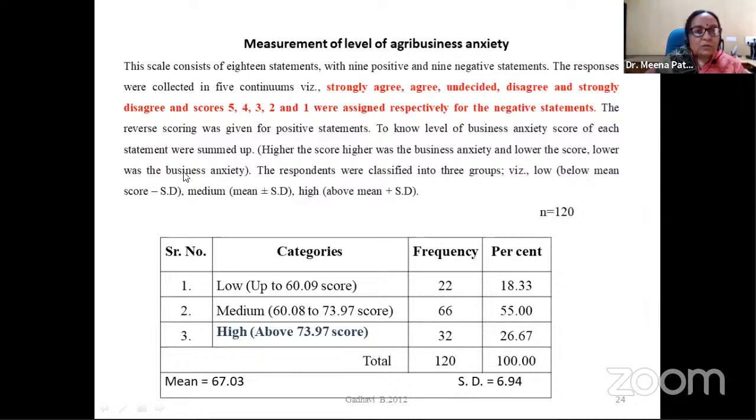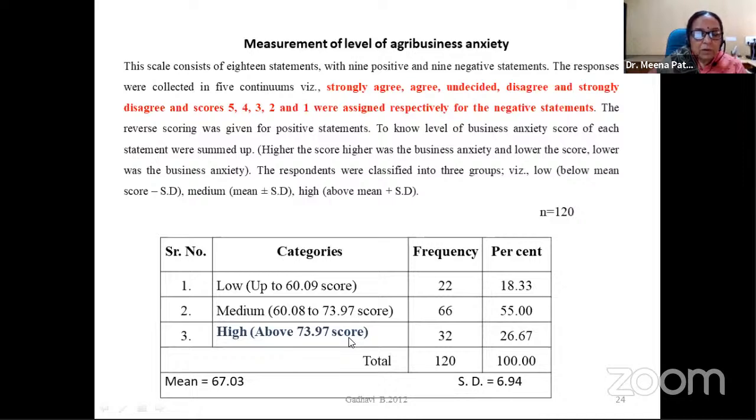And the lower the score, the lower the business anxiety, because we have developed this type of measurement technique. Now respondents were classified into three groups. Here the values I have given: the mean is 67.03 and the SD is 6.97. So we can divide into three categories based on that: low, medium, high. Low is below mean minus SD; medium is mean plus or minus SD; and high is above 73.93 score.